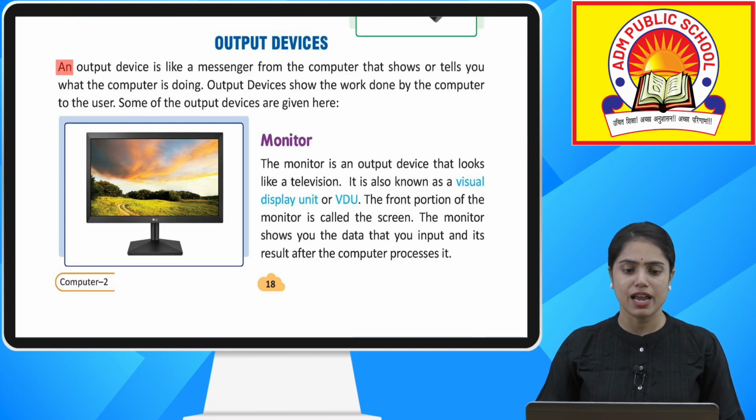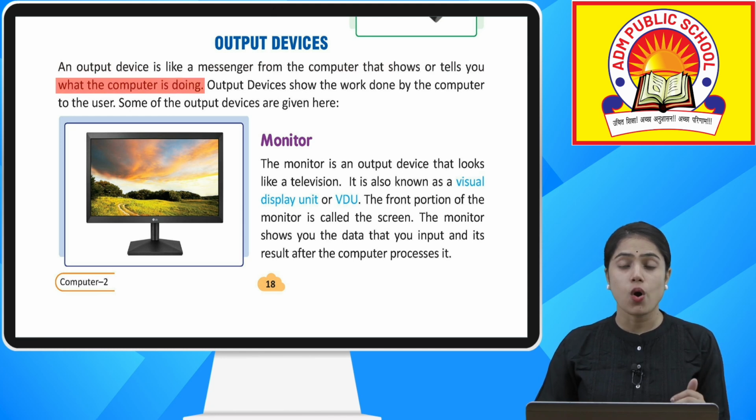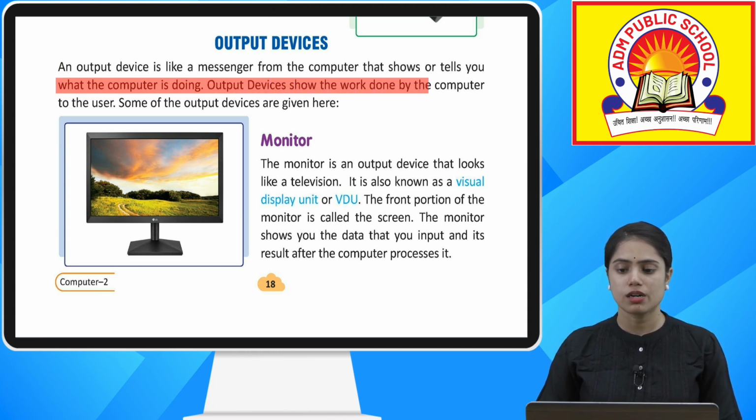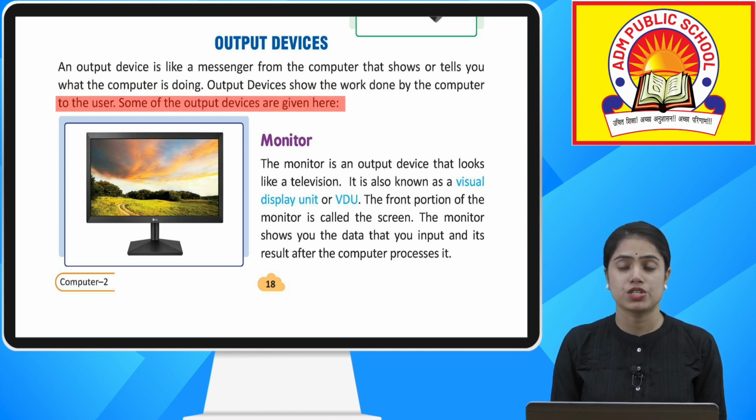Output devices. An output device is like a messenger from the computer that shows or tells you what the computer is doing. Children, an output device is always telling us what the computer is doing. Output devices show the work done by the computer to the user. Some of the output devices are given here. Output devices help the computer show us, the user, what the computer is doing. And there are some examples of output devices.